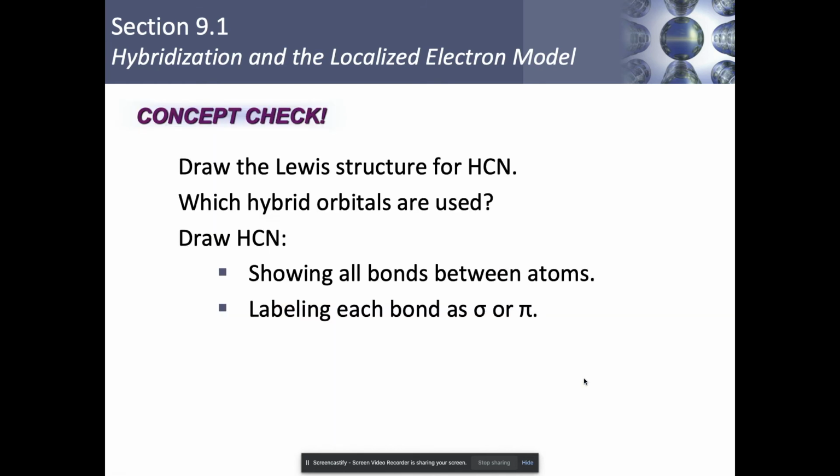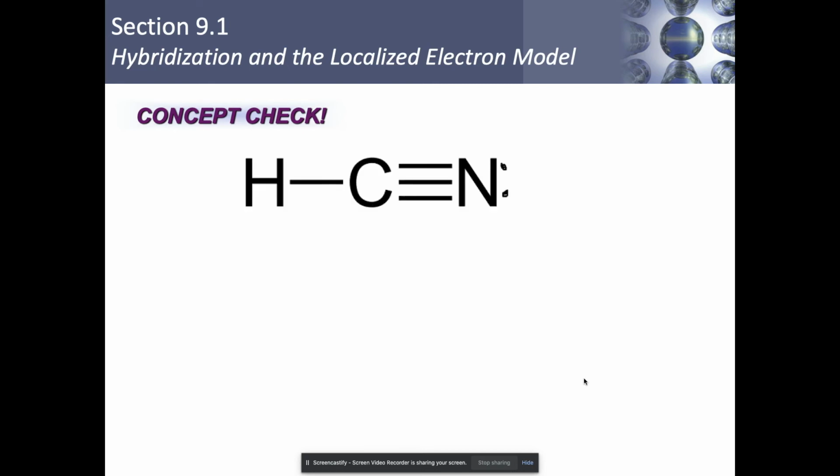All right, let's do a concept check. What if we wanted to draw HCN, hydrogen cyanide's structure? What is the hybrid orbital that's being used? And then let's show all of the bonds and label our sigma and pi bonds. Well, let's draw. It looks something like this. I don't know why the little dots got cut off a little bit, but it's just a pair of electrons. That's all it is. So the carbon has a linear shape here, which means it must be sp hybridized. There is a sigma bond here. There is a sigma bond there and 2 pi bonds.